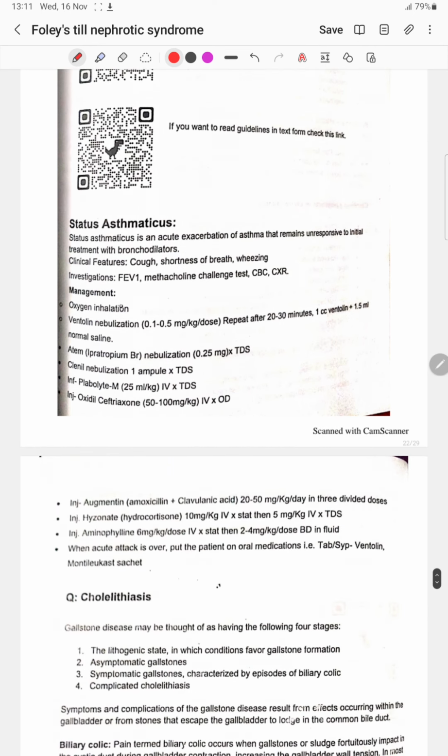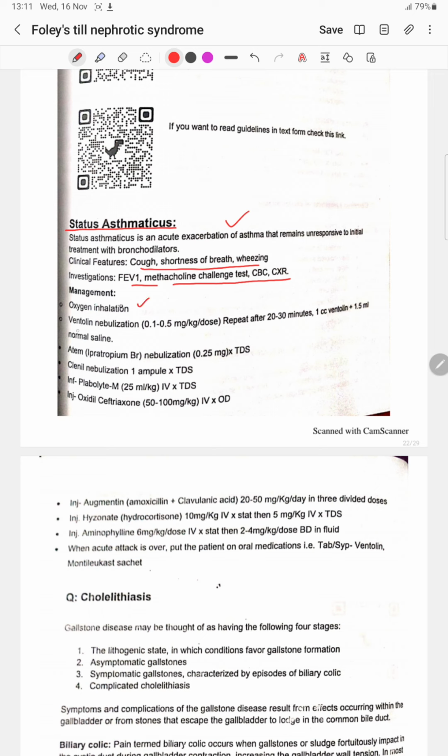The most important is status asthmaticus, an acute exacerbation of asthma that remains unresponsive to initial treatment with bronchodilators. The clinical features are cough, shortness of breath, and wheezing. The investigations are FEV1, the methacholine challenge test, CBC, and chest X-ray.